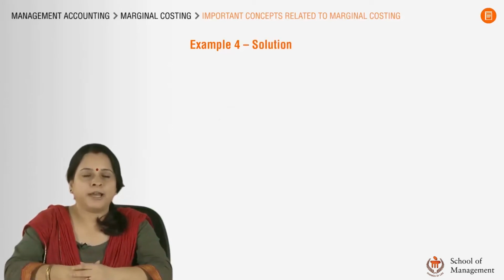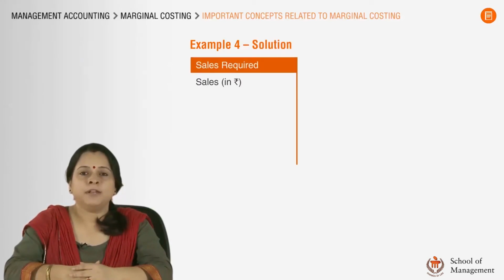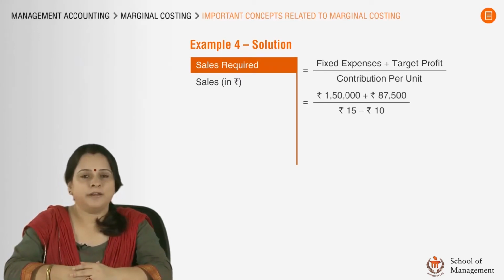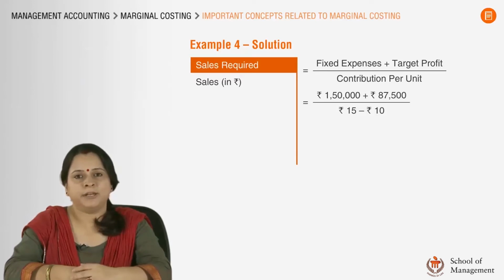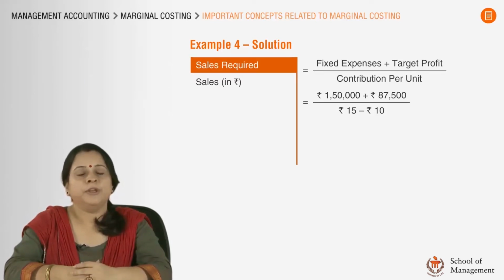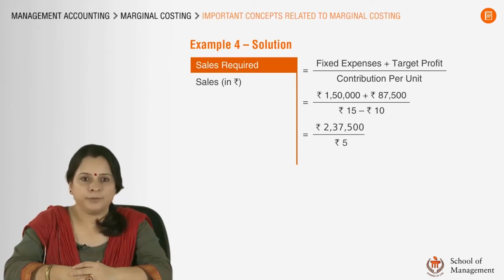The formula for calculating sales volume when target profit is known is fixed expenses plus the target profit divided by contribution per unit. Fixed expenses are 1,50,000 rupees. The target profit desired by the firm is 87,500. Contribution per unit is selling price per unit minus variable cost per unit, that is 15 rupees minus 10 rupees. So contribution per unit is 5 rupees.